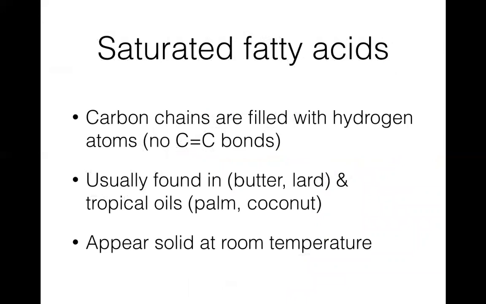So just to recap, saturated fatty acids contain a carbon chain that is filled with hydrogen atoms. So there are no double bonds. Where can we usually find the saturated fatty acids? These are usually found in animal sources, such as butter, as well as in lard, and in tropical oils like palm and coconut oil. Now, because the chains are straight, they behave like crystals. So they are solid at room temperature, and they do have a higher melting point.